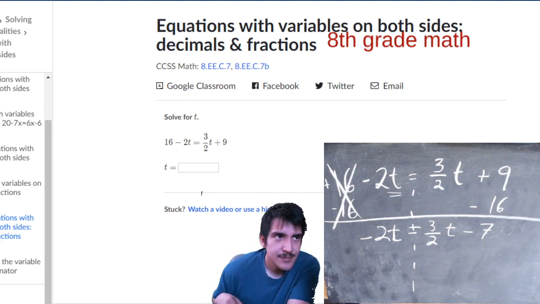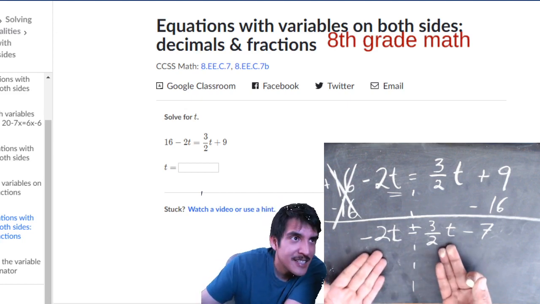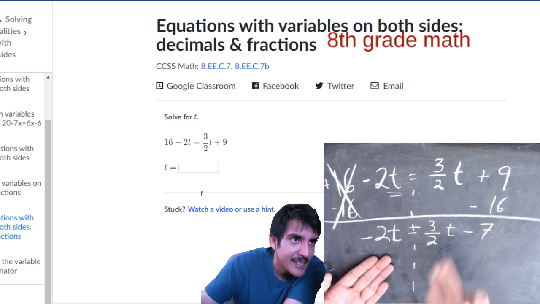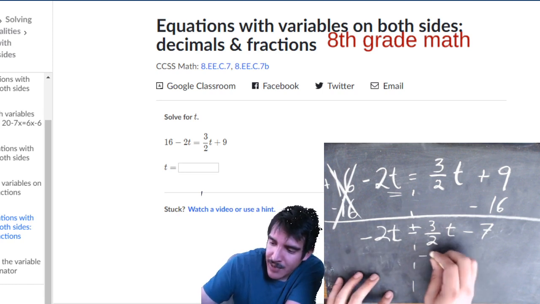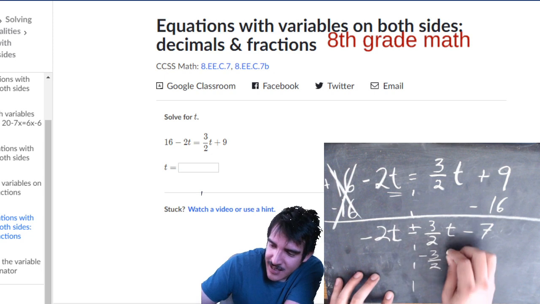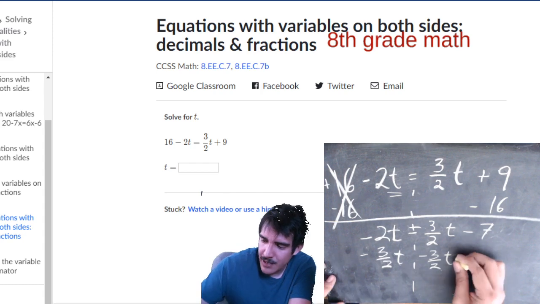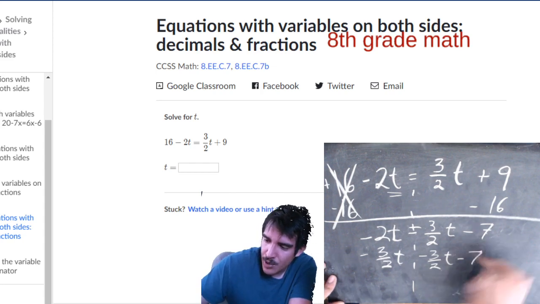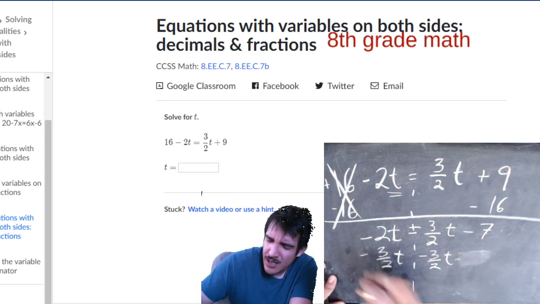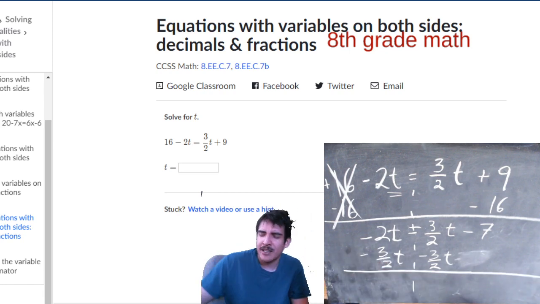Okay, we have t on both sides. Keep the first side. Get rid of the second side. Let's do it. Minus 3/2 t. Minus 3/2 t. And then bring down minus 7. Oh, wait. Hold on. Whoops.